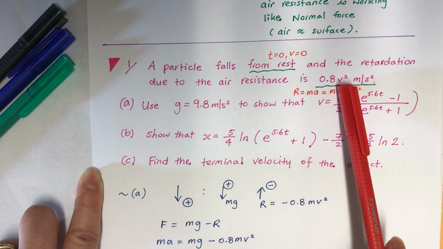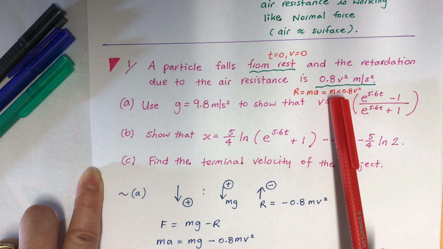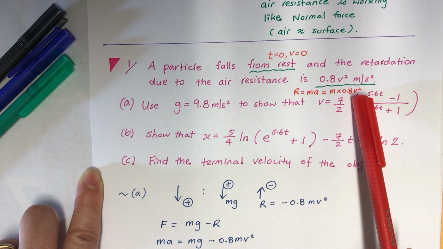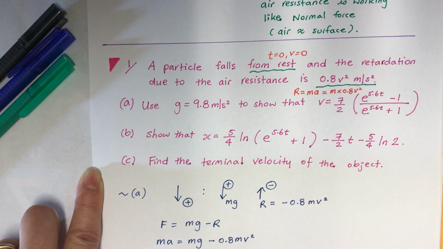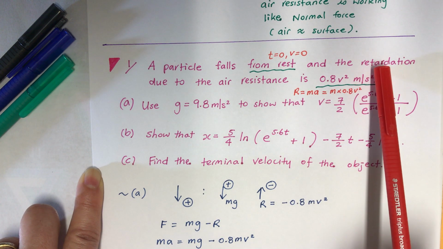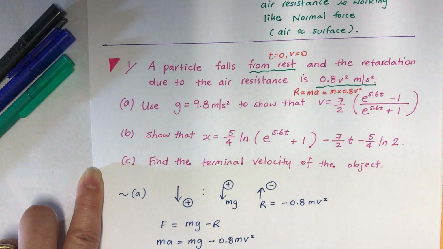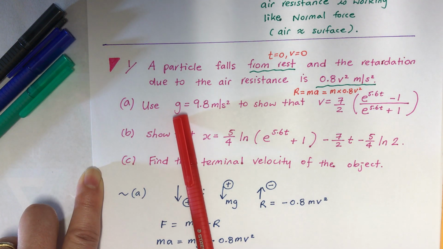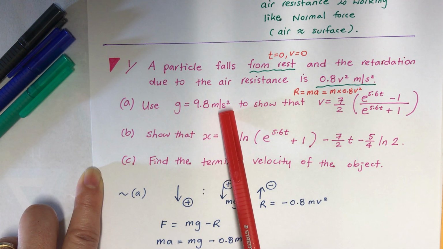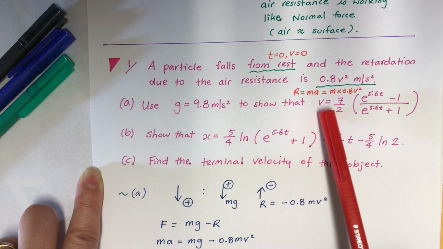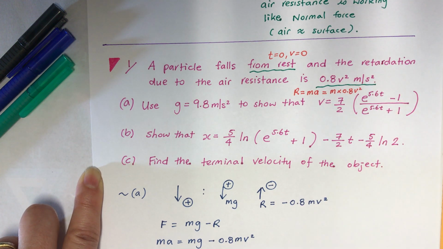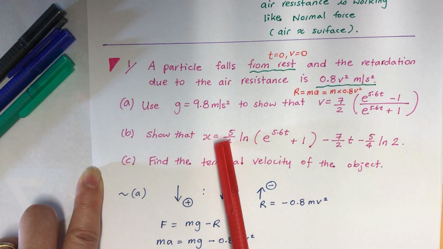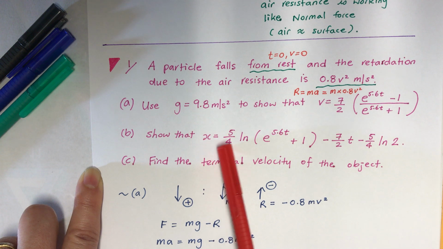So this is acceleration, so the air resistance R needs to be ma, because it's in acceleration units. You need to times by mass as well. So it becomes 0.8 mv squared, but it's going to be negative because a retardation is happening there. Gravity equals 9.8 meters per second squared. Show that V equals 7 over 2 brackets, the expression there. Then show that the displacement, the distance, is this.